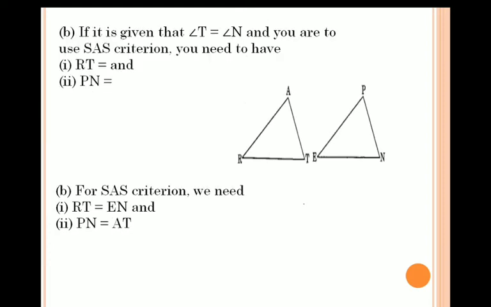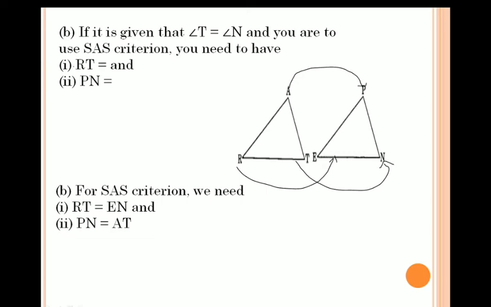Next, if it is given that angle T is equal to angle N and you are to use the SAS criterion, look here: triangle ART and triangle PEN are given. Now we have to use the SAS criterion. We know that A corresponds to P, R corresponds to E, and T corresponds to N.